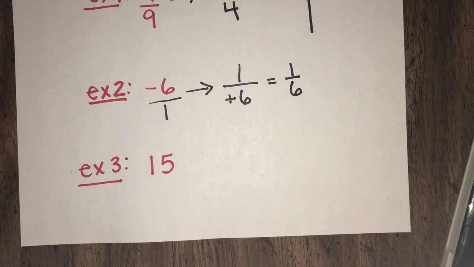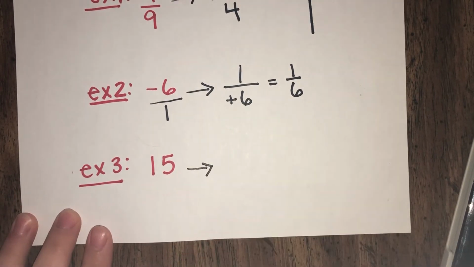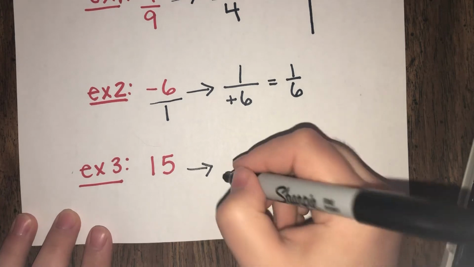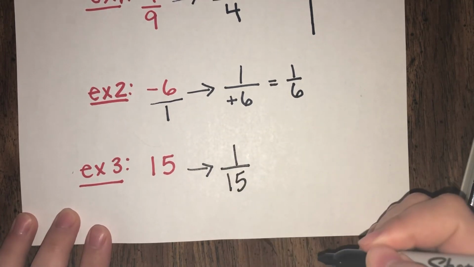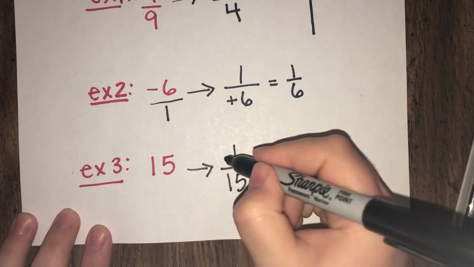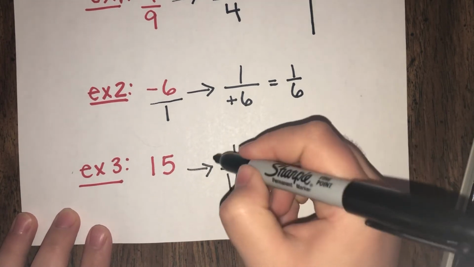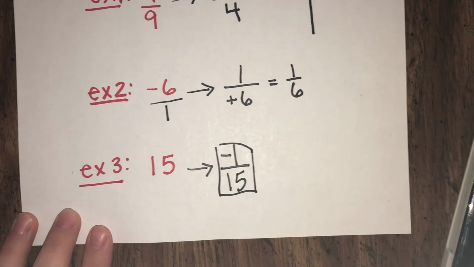Example number 3. To get a negative reciprocal, first step is to flip it. Second step is to reverse it. Positive becomes a negative. And this is our negative reciprocal.